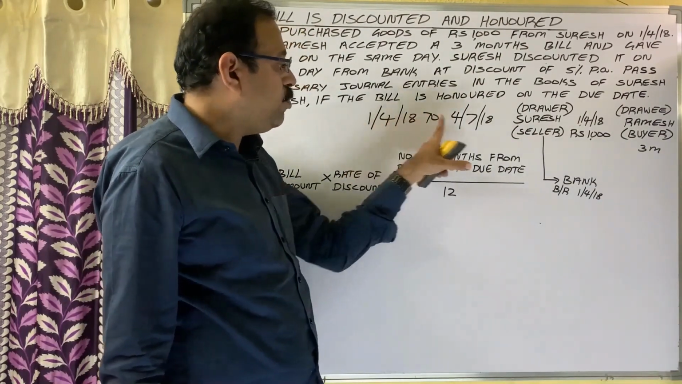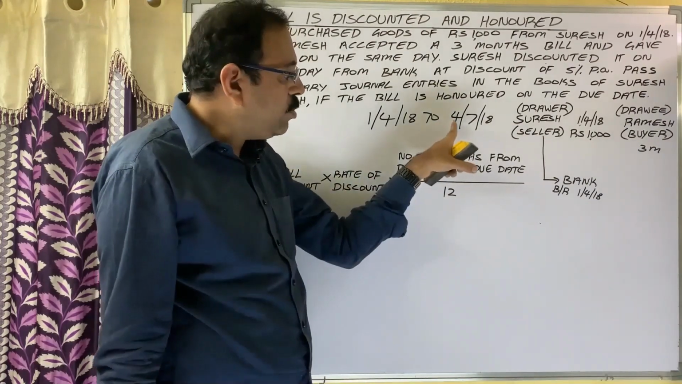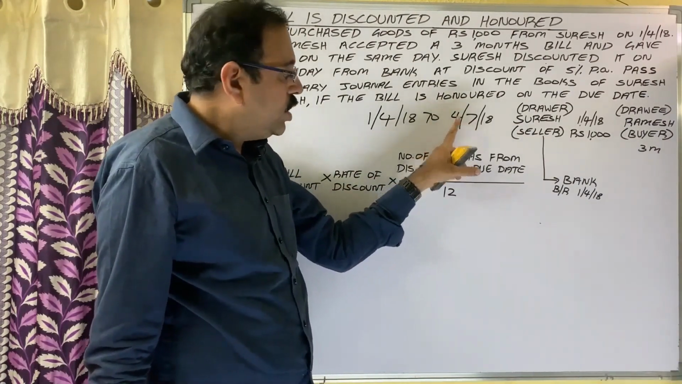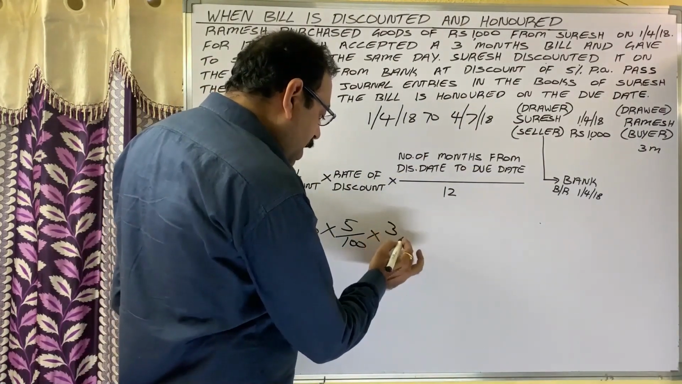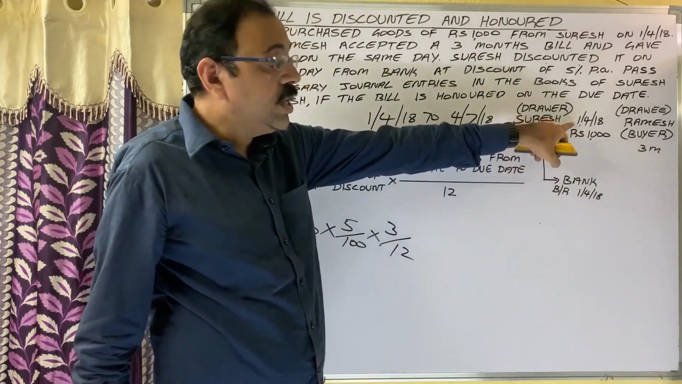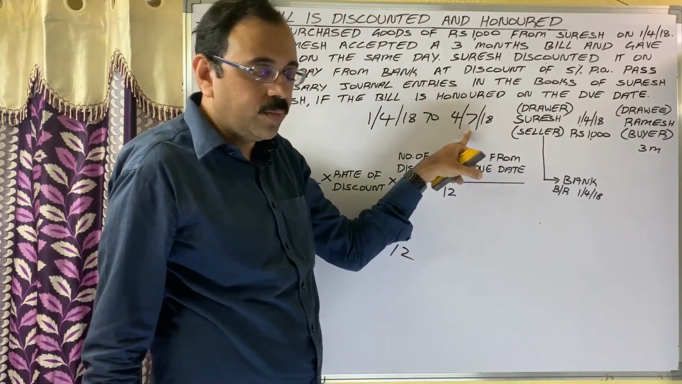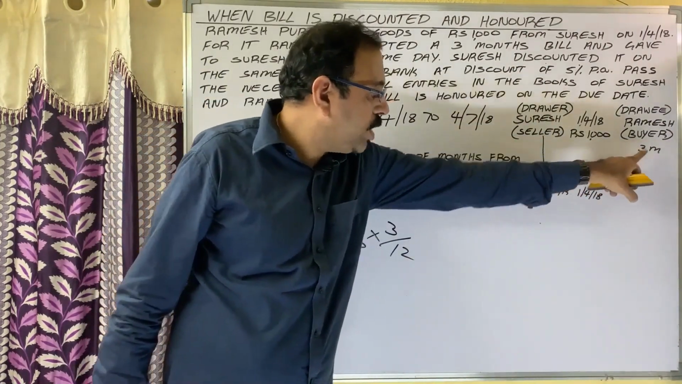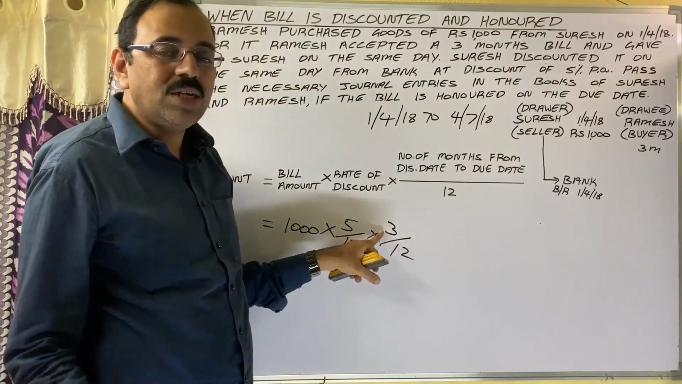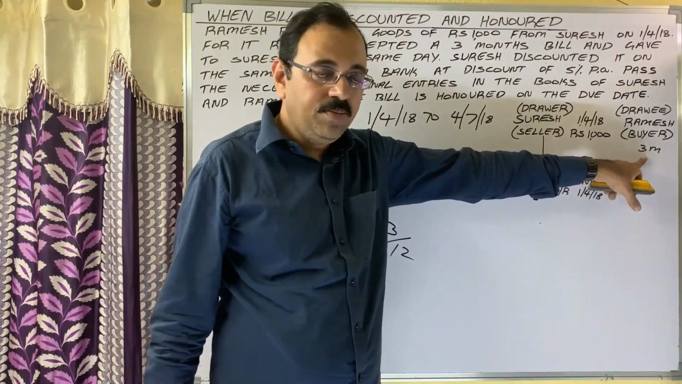So from 1st April to this date, how many months are there? 3 months. Forget about those 3 extra days. Therefore, into 3 by 12. And when the discounting date is the bill drawn date, you need not calculate the due date at all. You can directly take these 3 months here, because from discounting date to due date the period will be 3 months only.